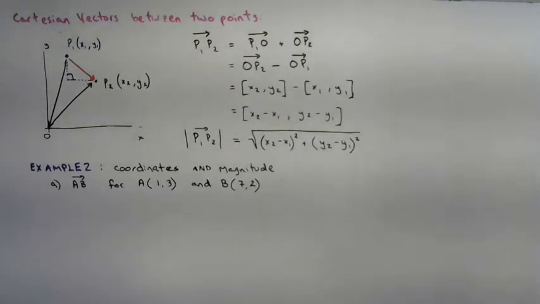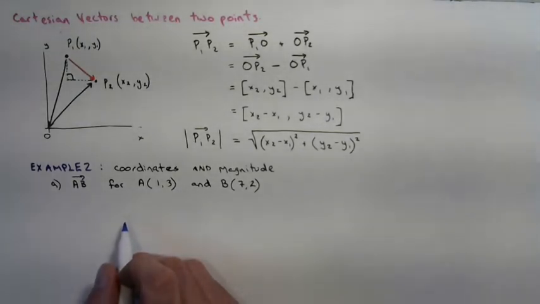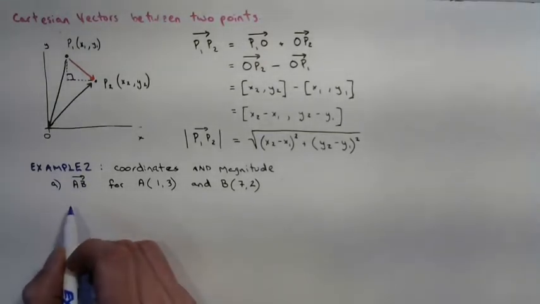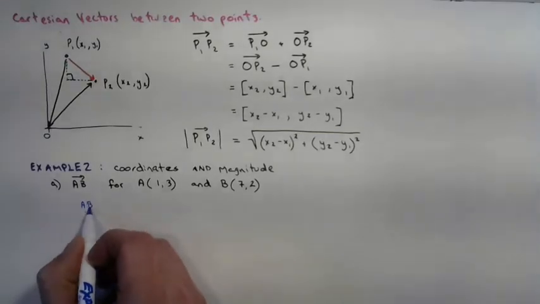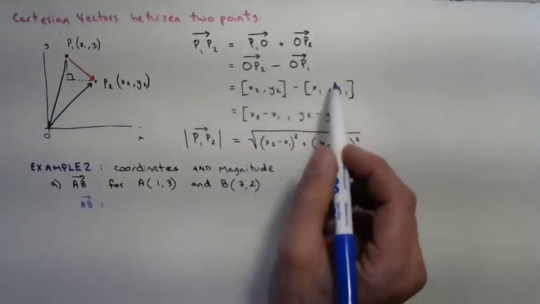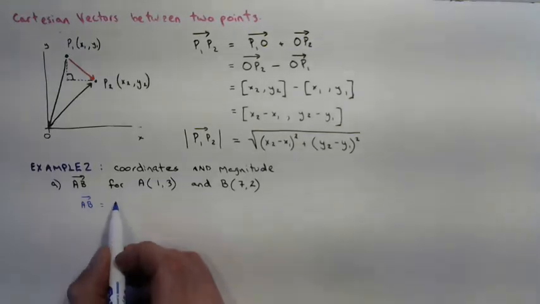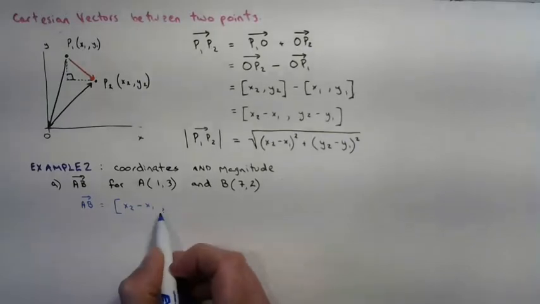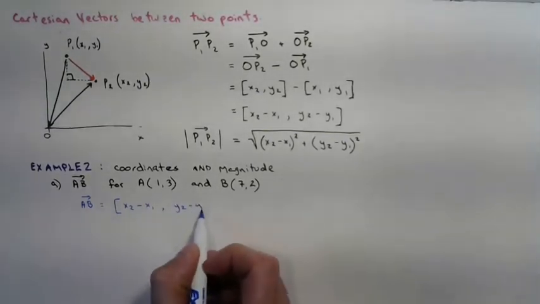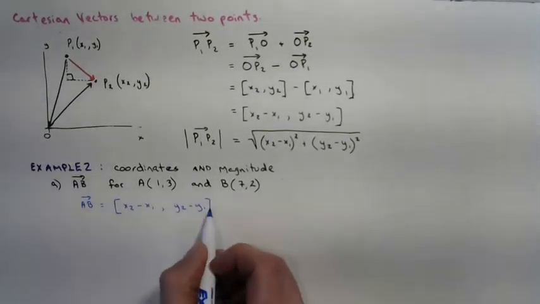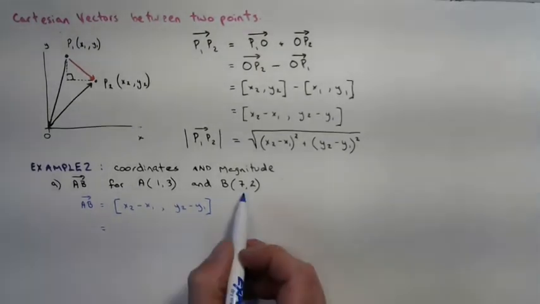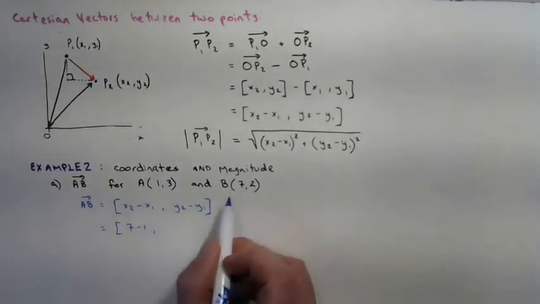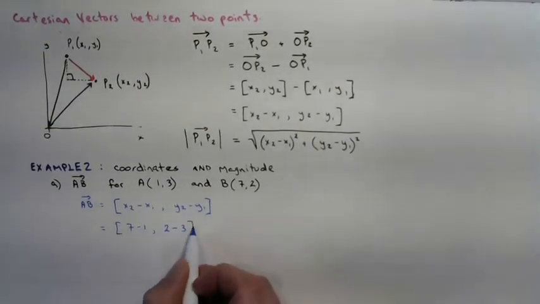All right, so the coordinates and magnitude of the vector AB. So AB is going to be the vector, and I'm just really copying from up here, right? All my x's is going to be x2 minus x1, and my y is going to be y2 minus y1. So 7 minus 1, and our vertical is 2 minus 3.